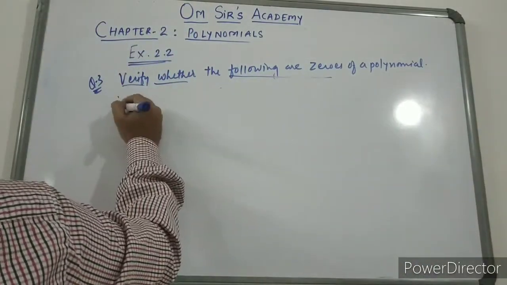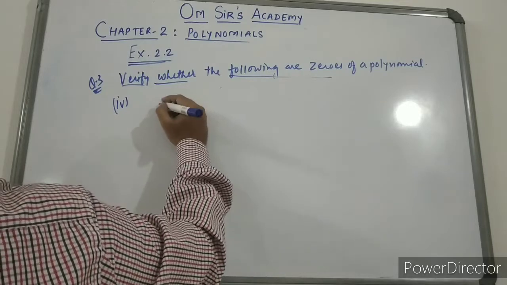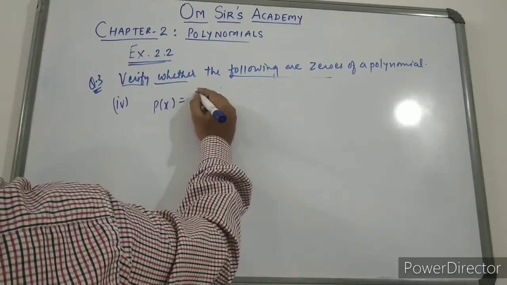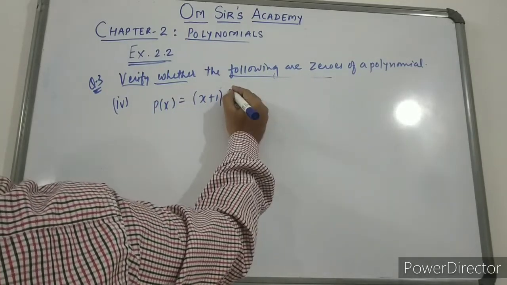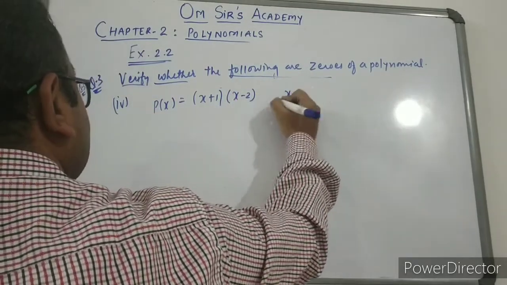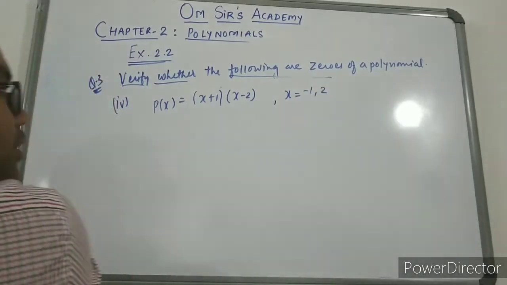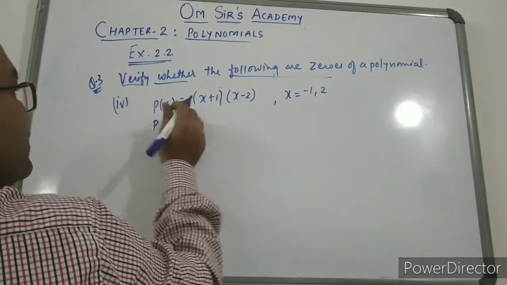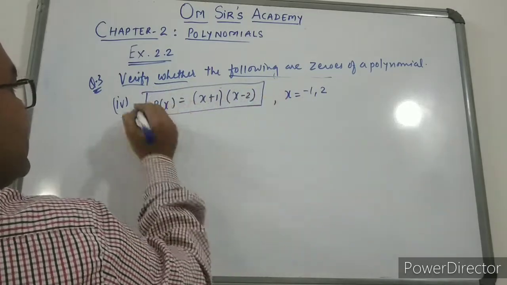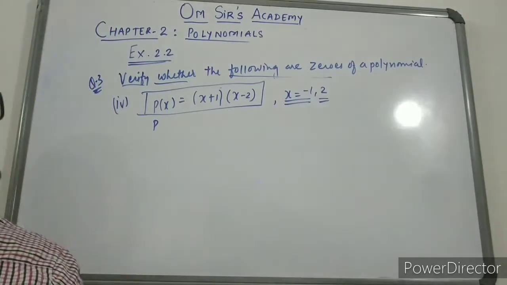Sum number 4 says p of x equals (x plus 1)(x minus 2), and x is equal to minus 1, comma 2. So here also we have to take two cases. The polynomial will remain the same in both the cases. First we have to take x equals to minus 1, another we have to take x equals to 2.